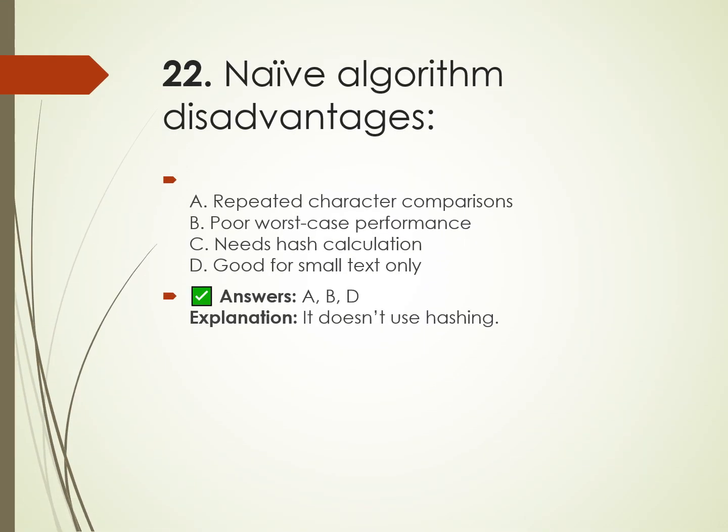Naive algorithm disadvantages. A. Repeated character comparisons. B. Poor worst-case performance. C. Needs hash calculation. D. Good for small text only. Correct answers A, B and D. It doesn't use hashing.